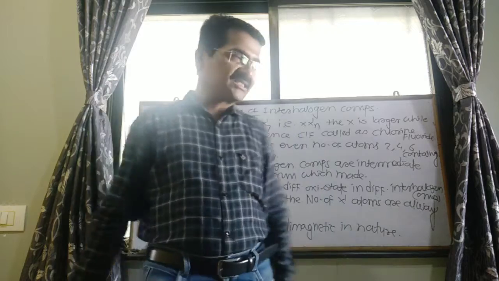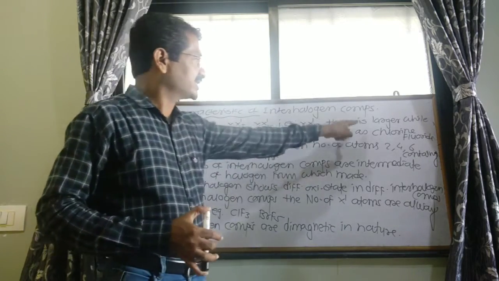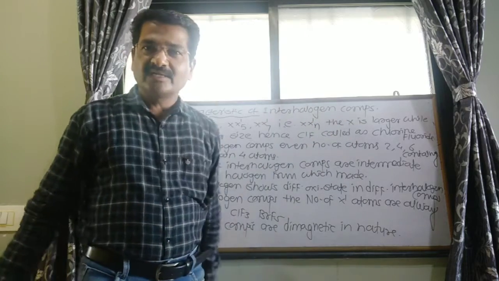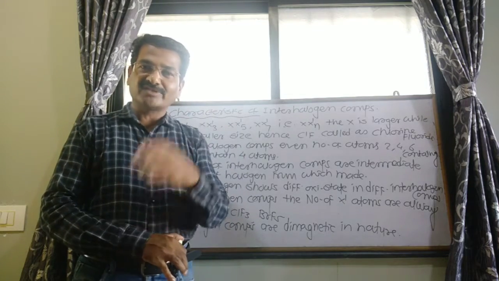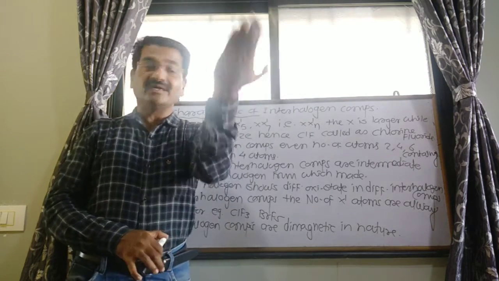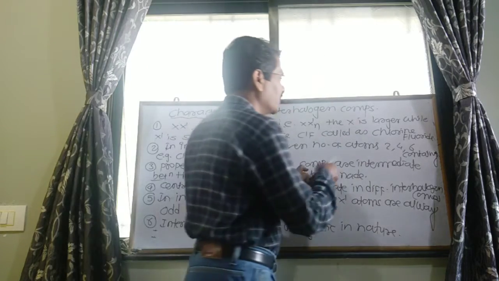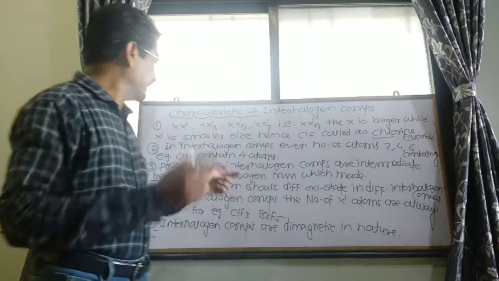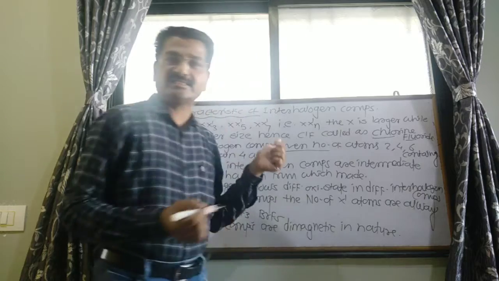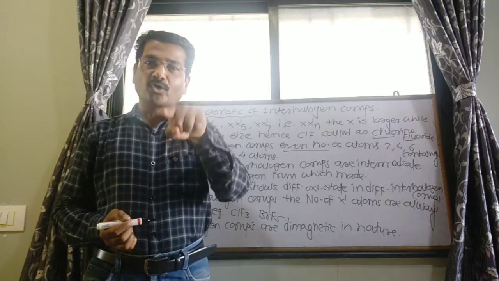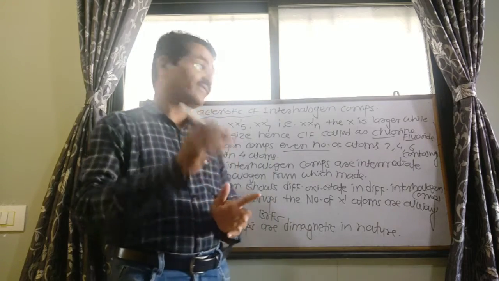See again the characteristics of interhalogen compounds. First, in an interhalogen compound, X is larger and X dash is smaller. Therefore, we name the compound with the larger one first and the smaller one second. Likewise ClF, the name is chlorine fluoride. Second, in interhalogen compounds, an even number of atoms is present, that is 2, 4, 6. The total number of atoms is even.